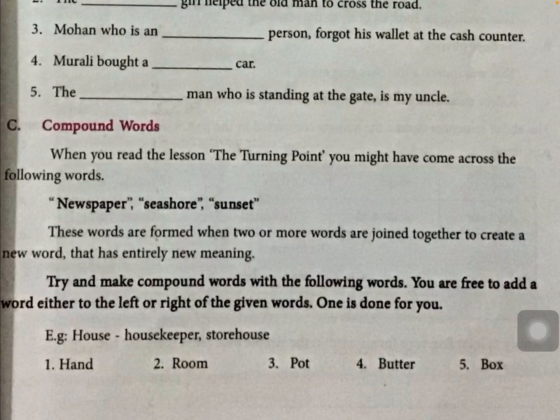So these words are formed when two or more words are joined together to create a new word. Two or more words are joined together, and they are treated as one single word. That is known as a compound word, and it gives an entirely new meaning. Individually, those words give separate meanings. As compound means making together, they give a different meaning.